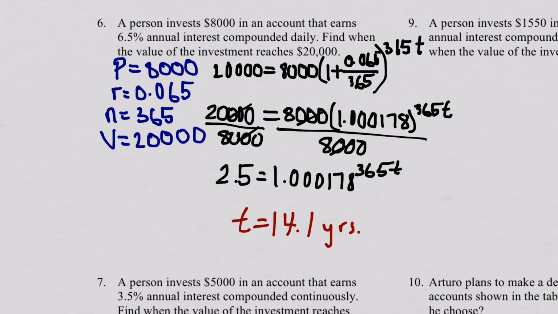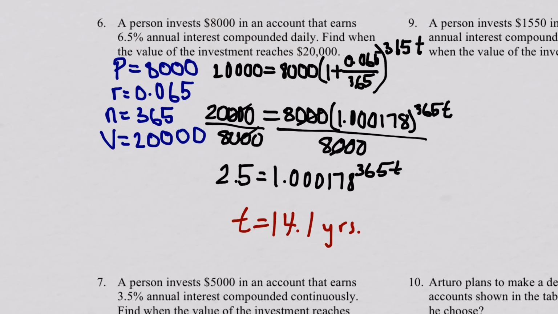Okay, so here's the work and the answer for number 6. The principal is 8,000. The rate is 0.065, right? 6.5%. Compounded daily, that's the key word here. Daily, that means every day. So how many days in a year? 365. That's N. It's compounded 365 times per year. When does the value of the investment reach 20,000? So that's V. We plugged in 20,000 for V, 8,000 for P, 0.065 over 365 to the 365 times T power.